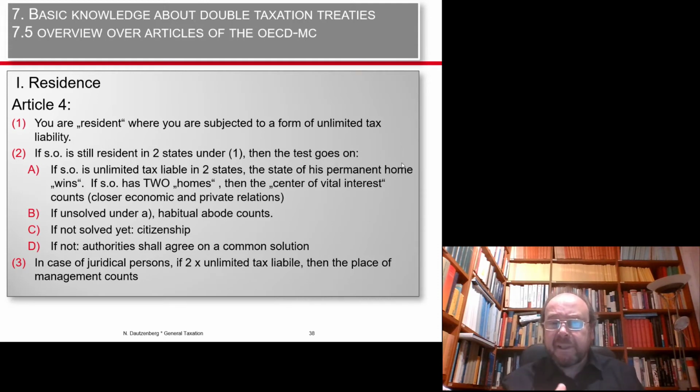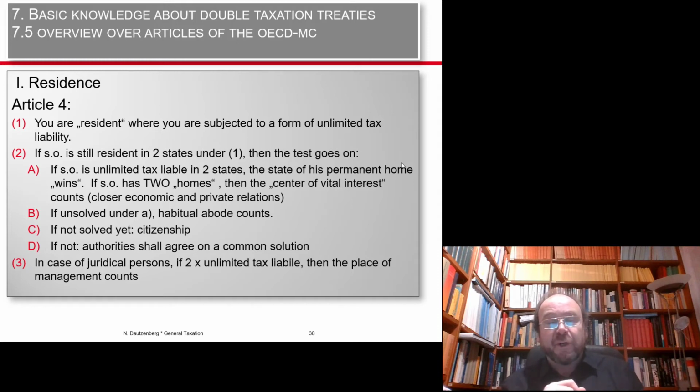Then they say, okay, then we make in the next attempt and ask for nationality, so for citizenship. Now you know there are stateless persons, who don't have any nationality, and there are people with double citizenship. And then in the end, the treaty text just gives up and says, okay, we have now tested all reasonable criteria how we could determine where that person is from. If even citizenship gives no solution, we have only one recommendation: sit together and decide where the taxpayer is resident from.